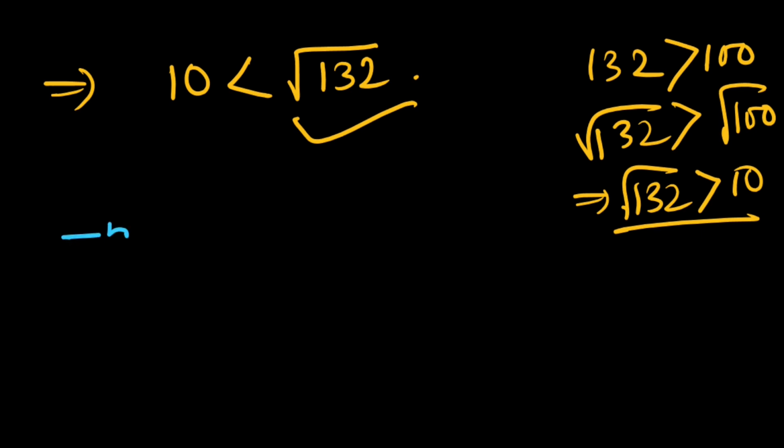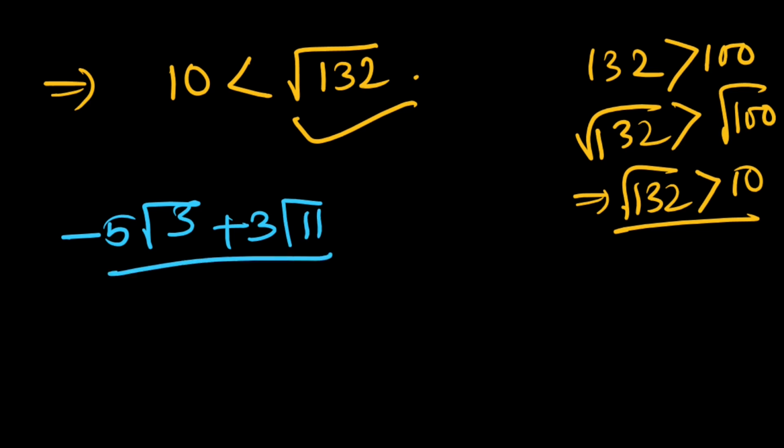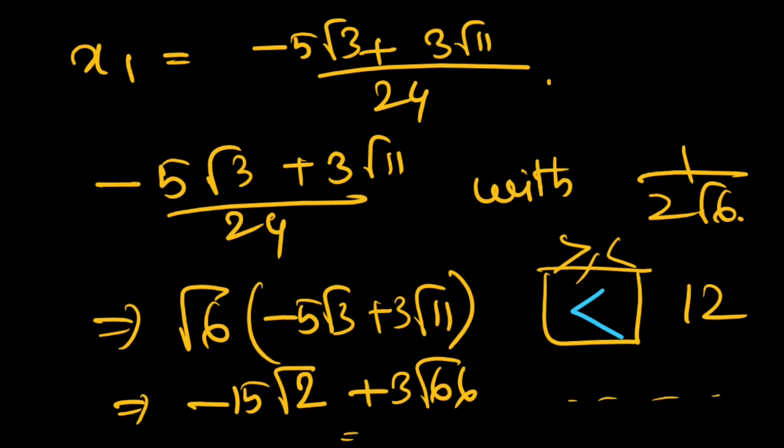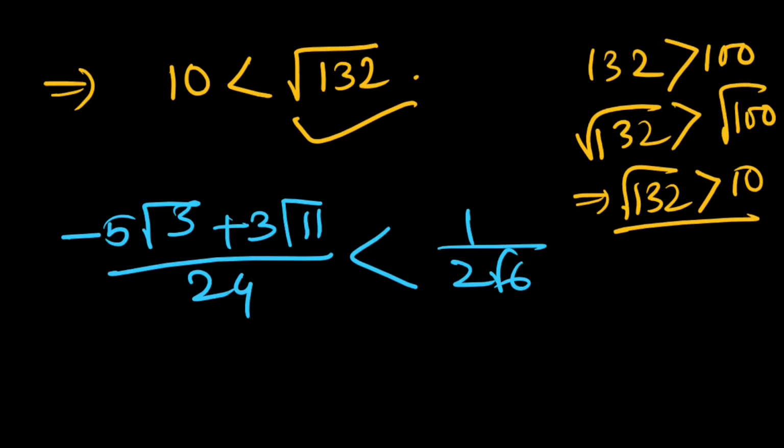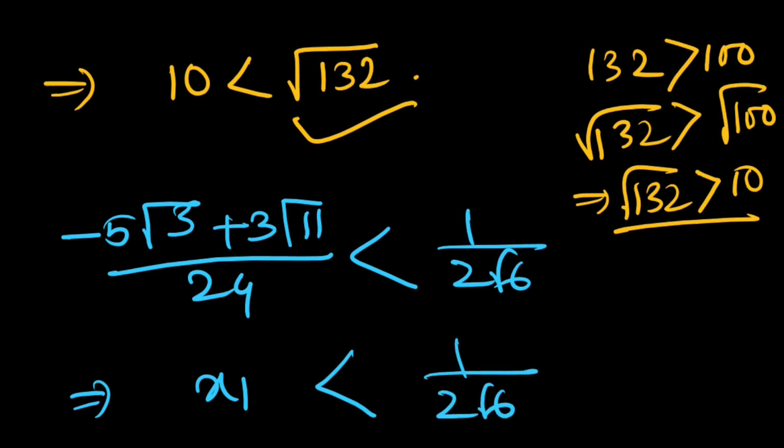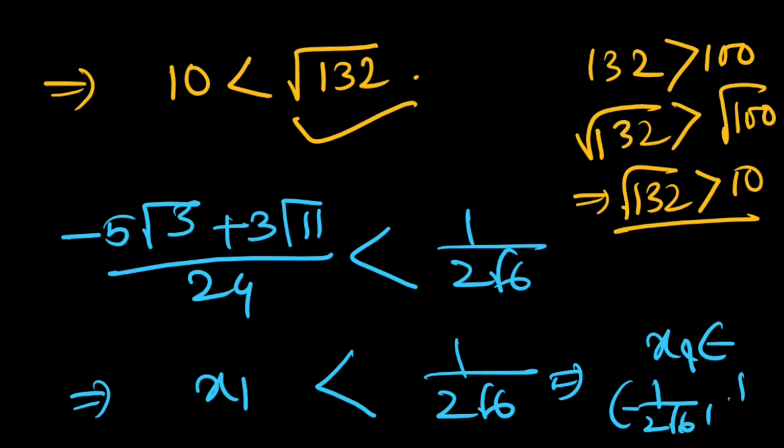Therefore minus 5 root under 3 plus 3 root under 11 over 24 is strictly less than 1 over 2 root 6, because this is strictly less than. If we go back here, then we get this is strictly less than 1 over 2 root 2. That means x1 is less than 1 over. Therefore x1 lies between this interval minus 1 over 2 root 6 to 1 over 2 root 6.